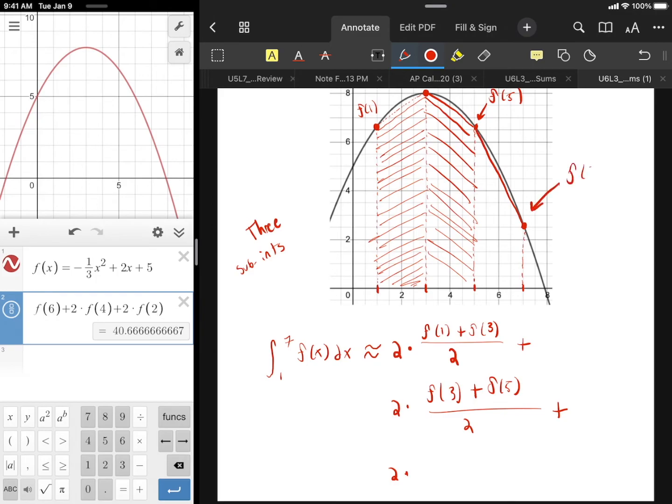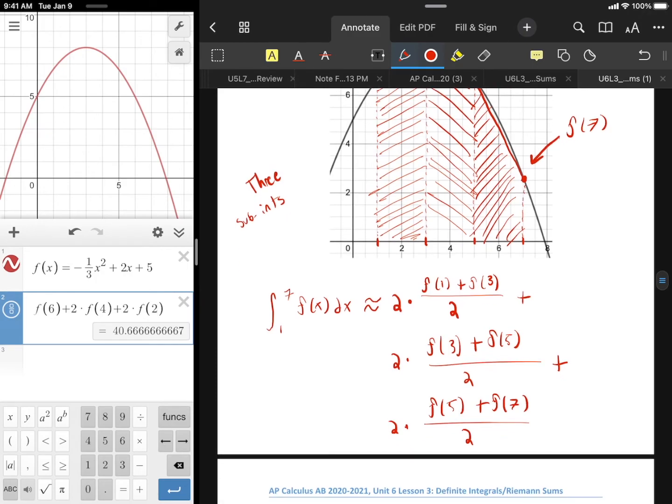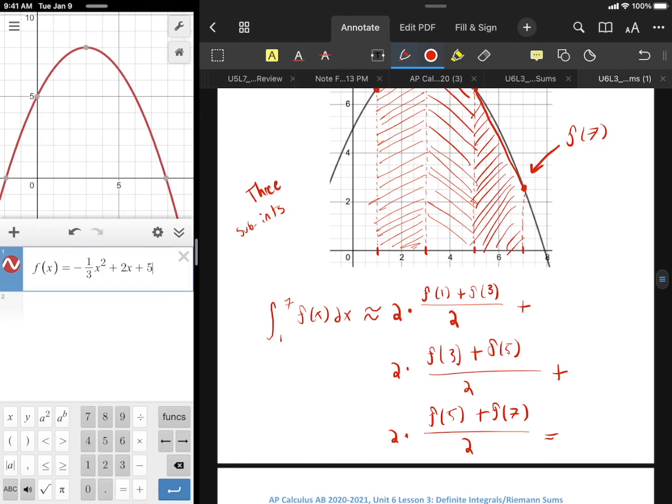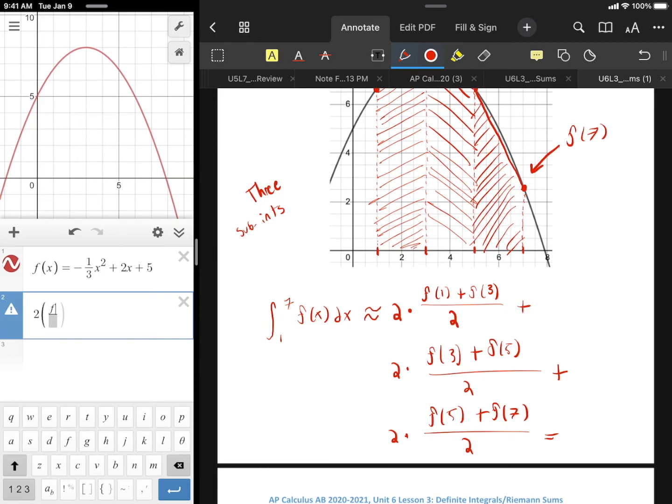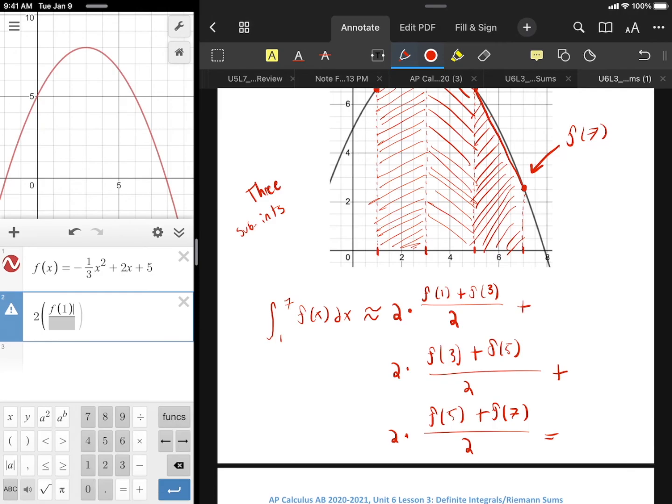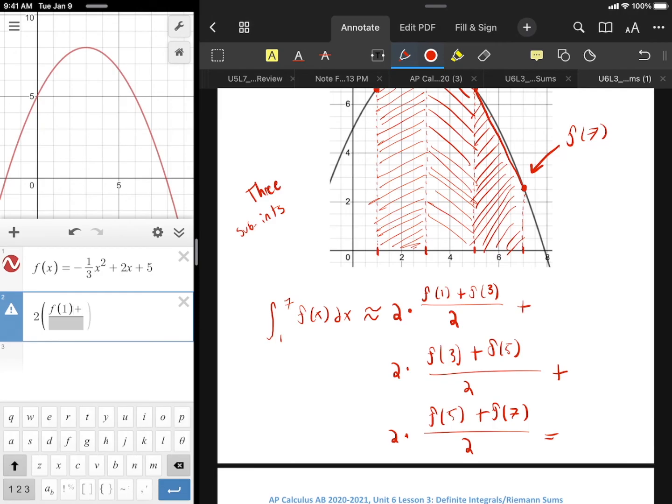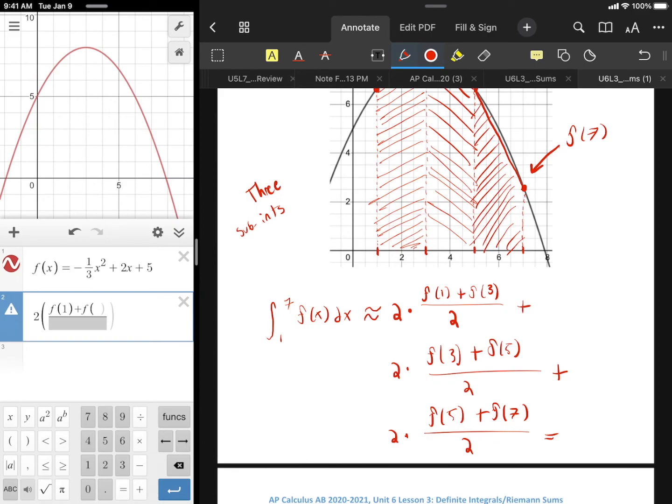this last trapezoid, I'll do this one a little differently, between 5 and 7. So 2 times the average of the heights of f of 5 and f of 7 all over 2. And so this one's a little bit more complicated to work out, but we would do 2 times, and we could have here f of 1 plus f of 3 all over 2.